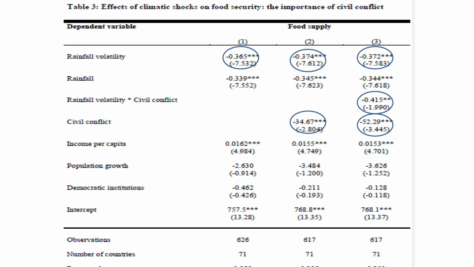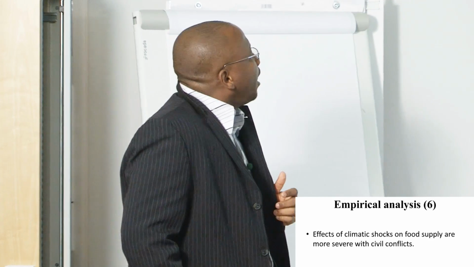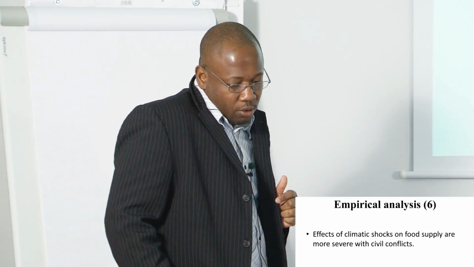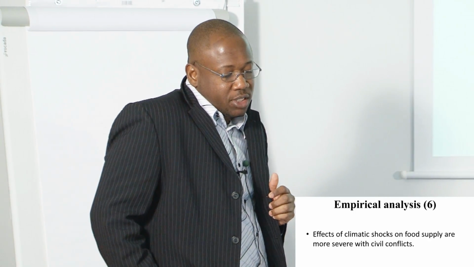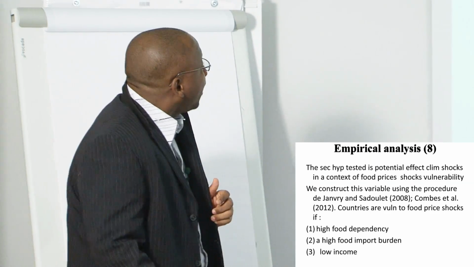And we found in the third line, in the third column, that the additive coefficient and the multiplicative coefficient of rainfall volatility are negative. We find that the effect of climatic shocks on food supply is more severe with civil conflict.